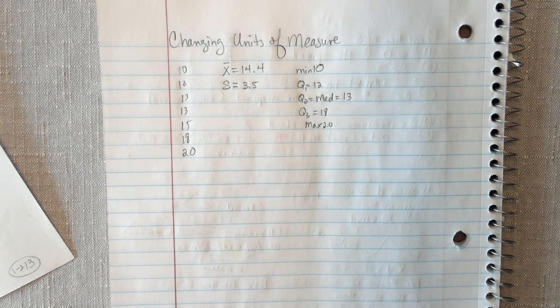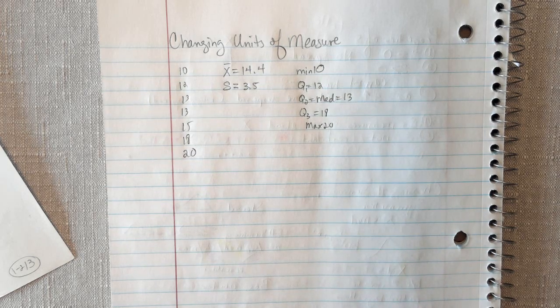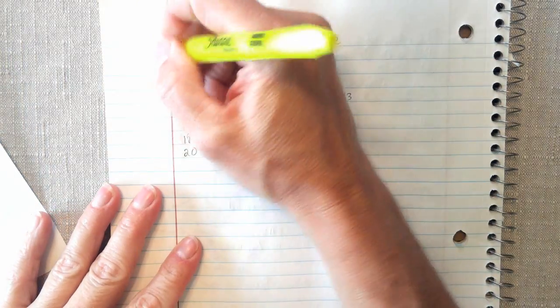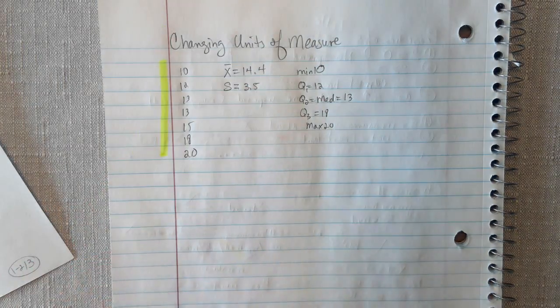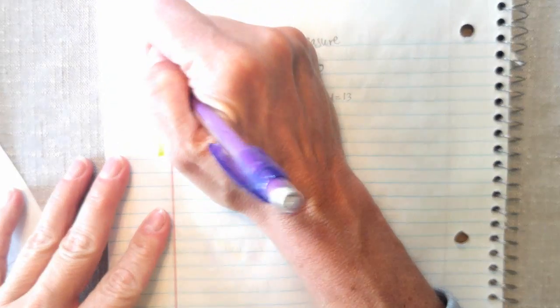But let's say that this is hourly pay, and we want to give everybody a flat raise. So I'm going to use my highlighter. We're going to do a flat raise of, everybody gets $5 more an hour.